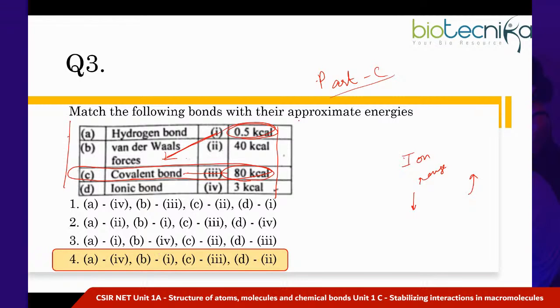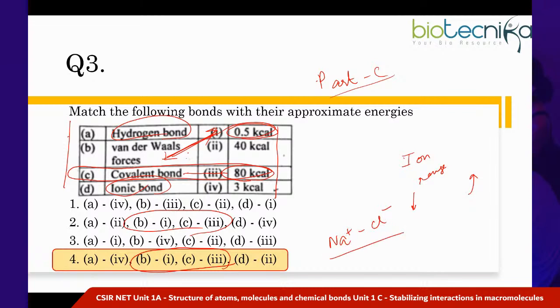Now let's see how van der Waals will be the weakest. So B has to be 1. So C is 3, B is 1. Now we have to find between ionic bond and hydrogen bond. So ionic bond is formed with opposite charges, as I gave you the example, Na plus and Cl minus.